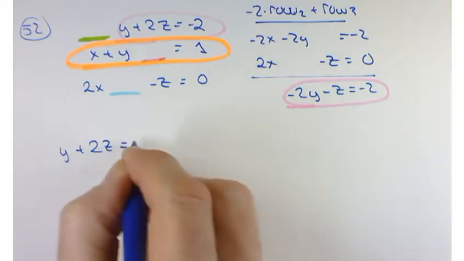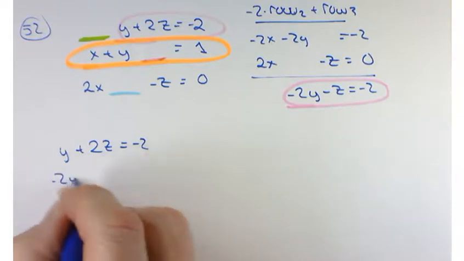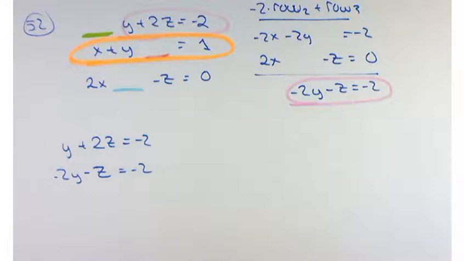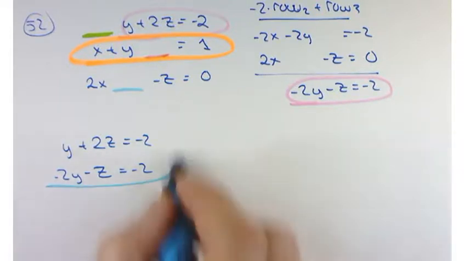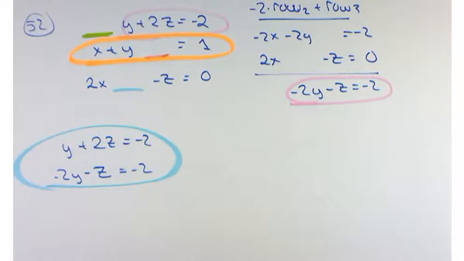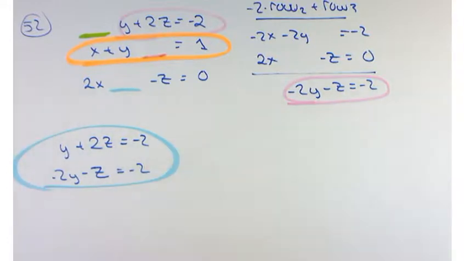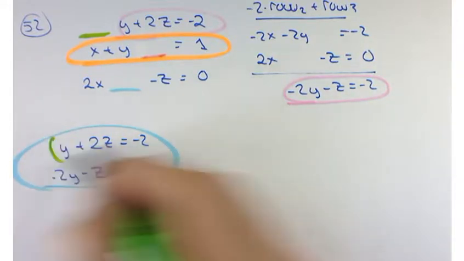y plus 2z equals -2. -2y minus z equals -2. You're free to solve these any way that you want. You can use addition, substitution, graphing, etc. And soon enough, we're going to come back and revisit this example and do it on our graphing calculators. For now, I think the easiest thing to do would be to multiply the top equation by 2.